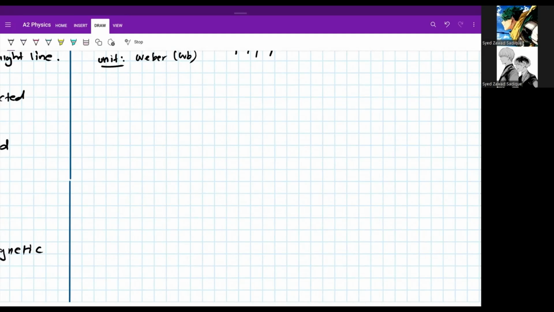Let's say the magnetic flux is going at a certain angle. Then phi is equal to BA sine theta.